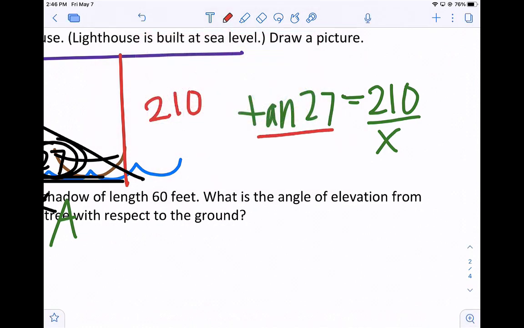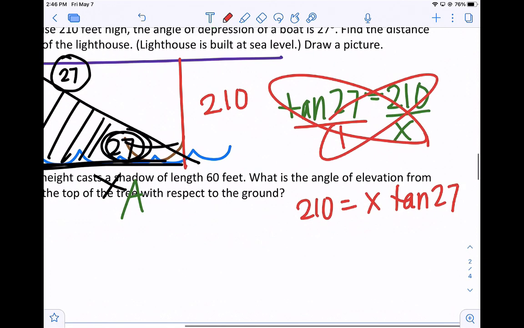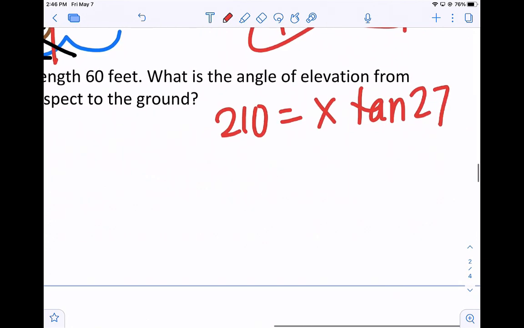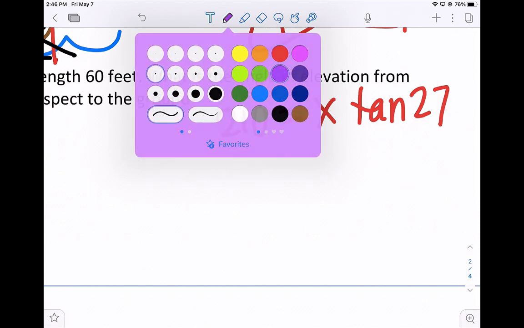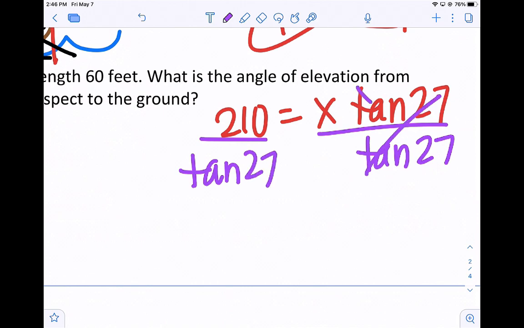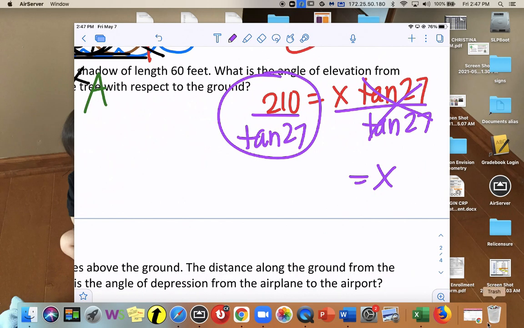So we're going to cross multiply and solve. We'll get 210 equals x times the tangent of 27. And our goal here is to get x, the distance from the foot of the lighthouse to the boat. And to get rid of the tangent of 27, it's just a number being multiplied, we'll divide by tangent of 27. So this will cancel, and we get x equals 210 divided by tangent of 27. We can type that into our calculator.